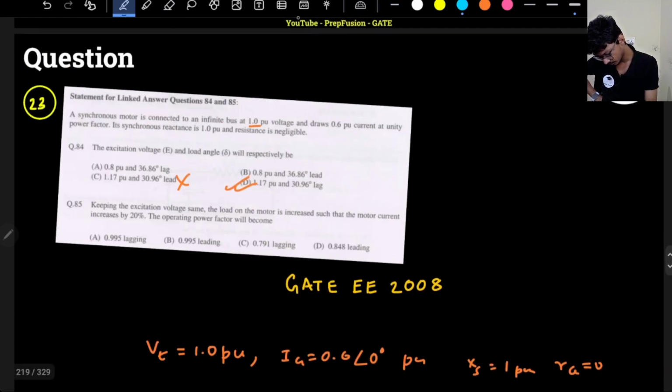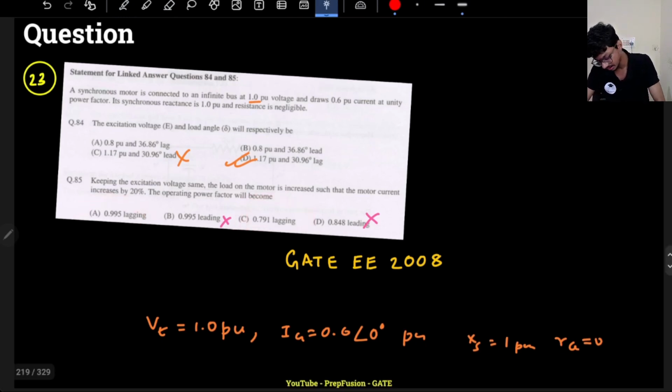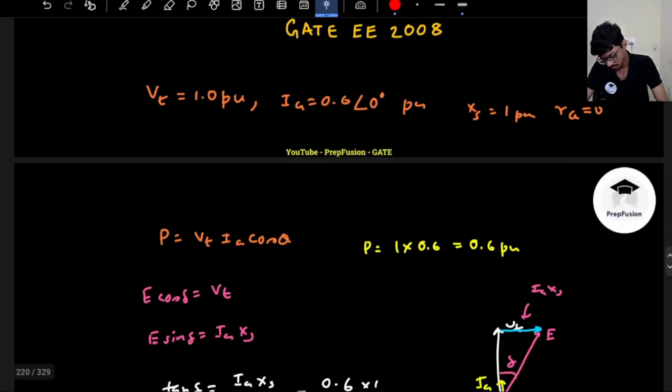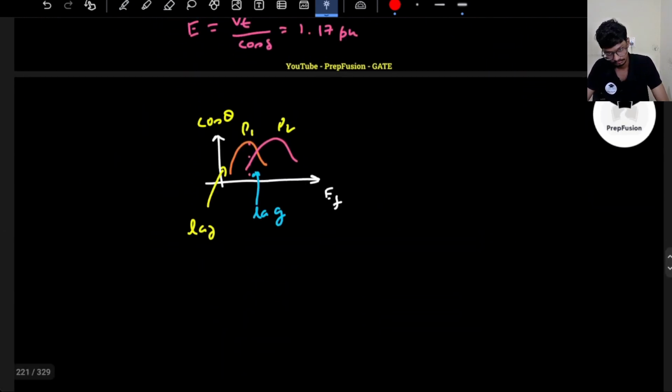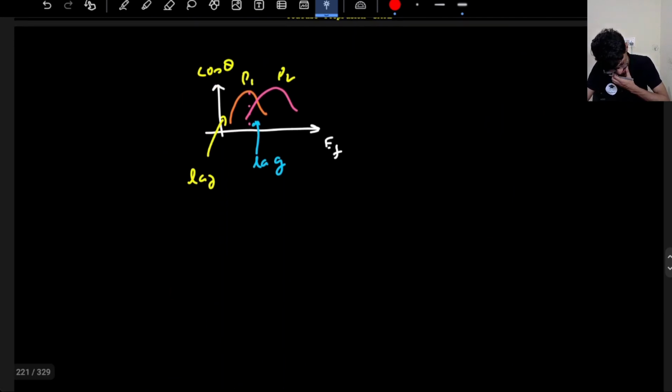They are asking for the operating power factor. Leading is not possible, so automatically two options are eliminated. Either option C or option A can be correct. Let us check. They are telling me the motor current has been increased by 20%. So I have to calculate the power factor. How will I calculate the power factor? We can use that equation.